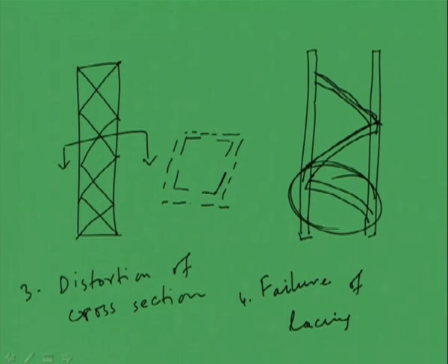That means it may be local failure also, one member may fail, another member may not fail. It depends on how the load has been distributed and how the connection has been done. So, it depends on all these things. Okay. So, these are the 4 types of failure that happen in case of lacing systems. What we have seen: one is failure as a whole, another is distortion of the cross section, another is failure of the main component, and then failure of the lacing bar. So, when we go for designing, we have to take care of all this.